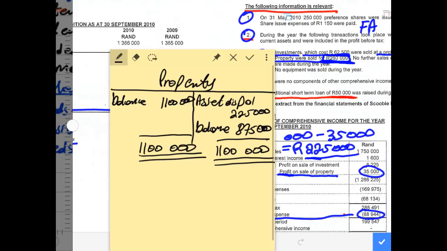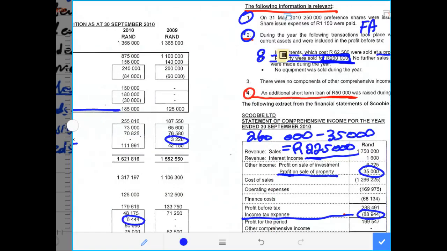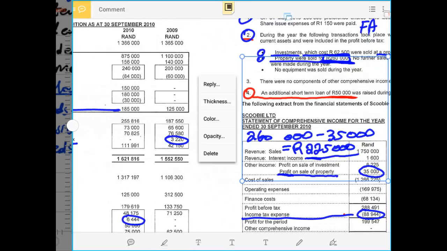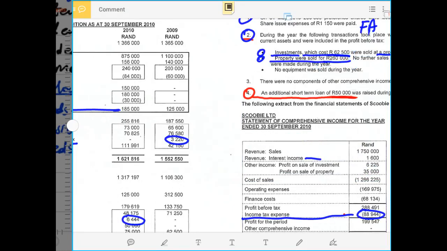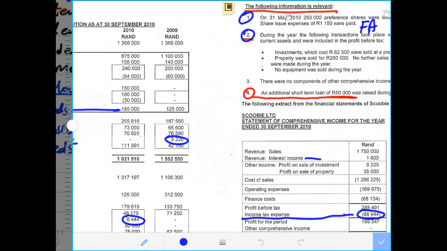There's no difference. Remember, if there was a difference, the difference would have been another property acquired, which would contradict what they are saying. That means they are right when they say there was no further purchase or sale of property during the current year, and this proves it to be correct. There was no need for us to prove this. However, it's very important for your understanding of how to tackle the topic of cash flow. The next bullet point is bullet point number 3 under additional information number 2, which says no equipment was sold during the year.